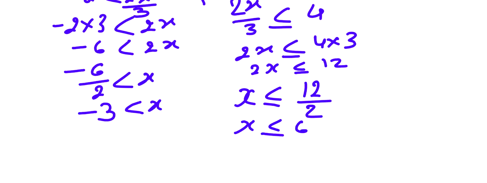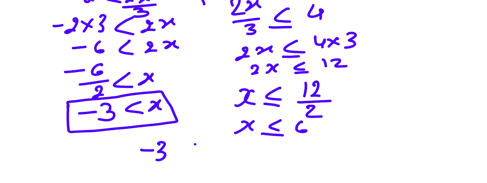So what we are looking at, how can we read this inequality? We can read minus 3 less than x, or we can read x is greater than minus 3. Combining both inequalities and writing together, we write minus 3 is less than x and x is less than or equal to 6. You got it? This is our final solution.